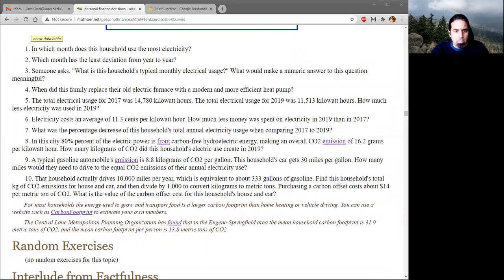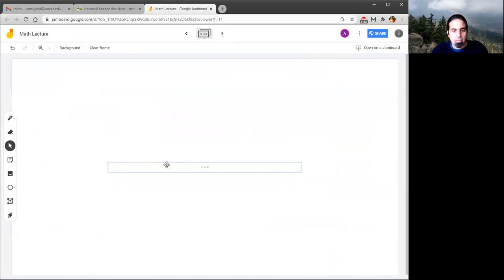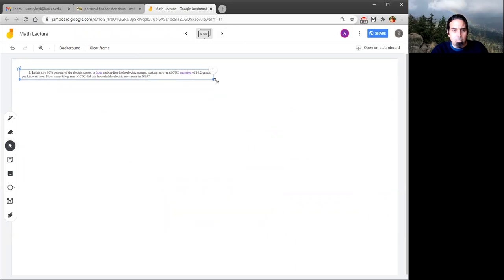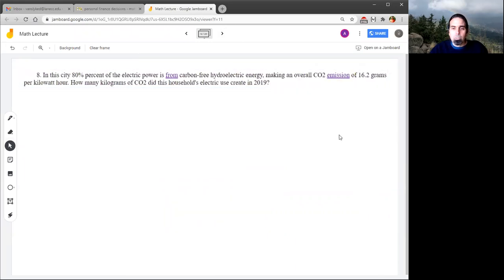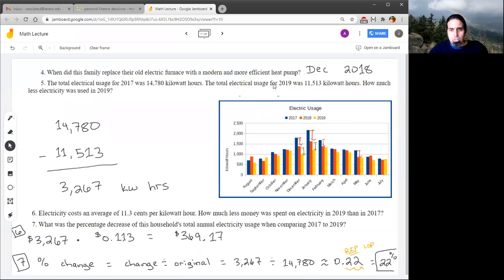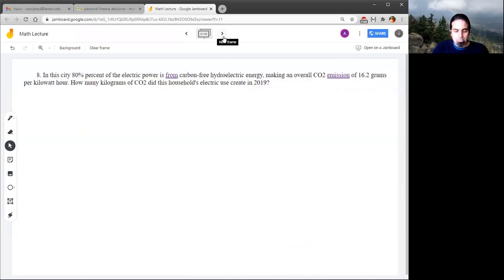Then it keeps going. In this city, 80% of electric power is from carbon-free hydroelectric energy, and the CO2 emissions are 16.2 grams for every kilowatt hour. So in 2019, what's their emissions? So 2019 was the 11,513. I'm just reading that from the problem before. And for each of those, they make 16.2 grams.